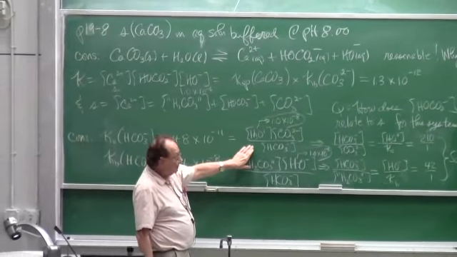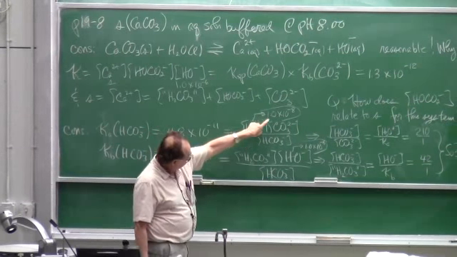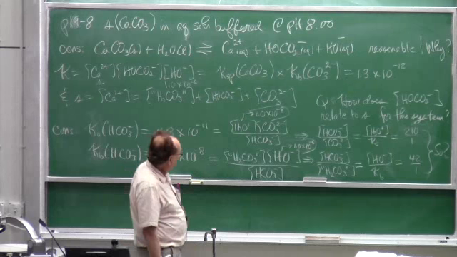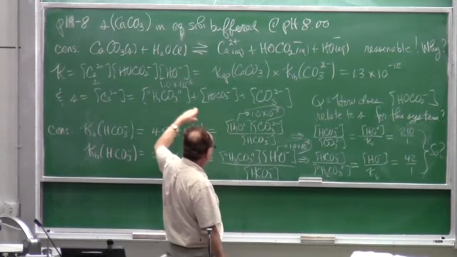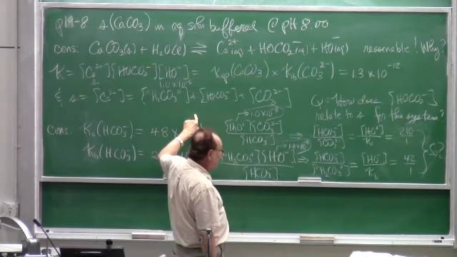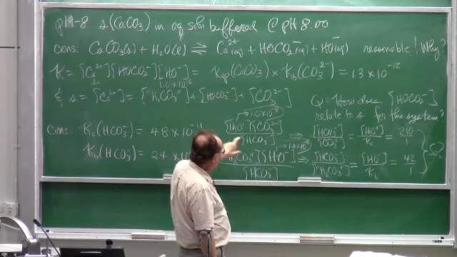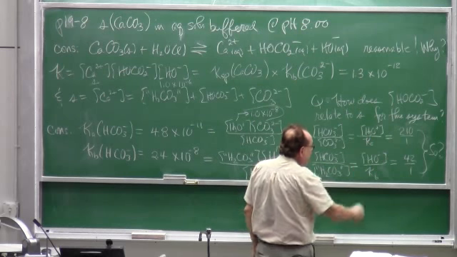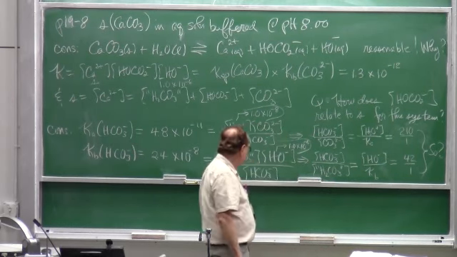Here's the equilibrium constant expression. This is fixed at 1.0 times 10 to the minus 8. The system's buffered. And if I rearrange this ever so slightly, I get bicarb molarity divided by carbonate molarity equals the hydronium ion molarity divided by Ka. If I put in the numbers, I get 210 to 1.